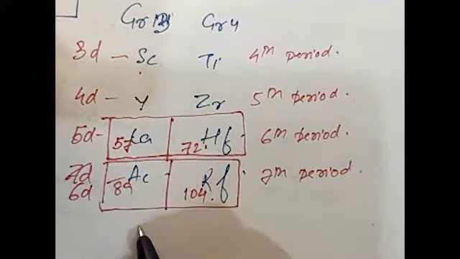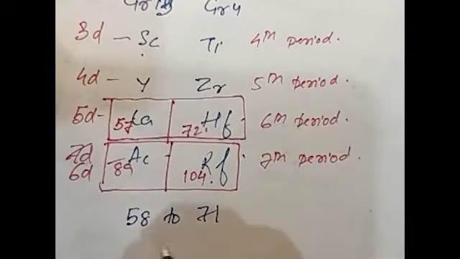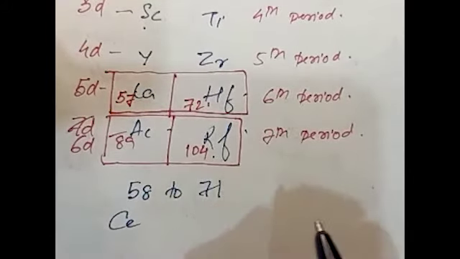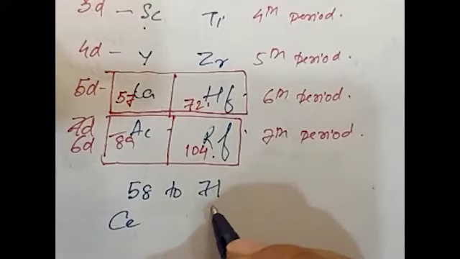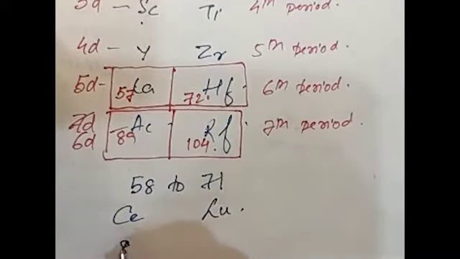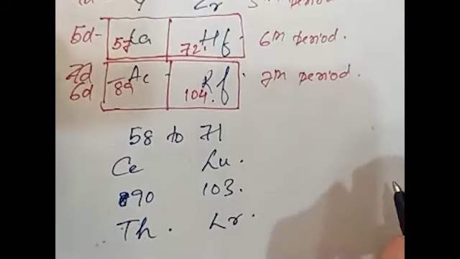Okay, 58 to 71. 58 is cerium, Ce. It's in the F block. Cerium to lutetium. Okay, Lu. Similarly, 88, 89, then 90 to 103. 90 is thorium, and 103 is lawrencium. Okay, Lr, lawrencium.